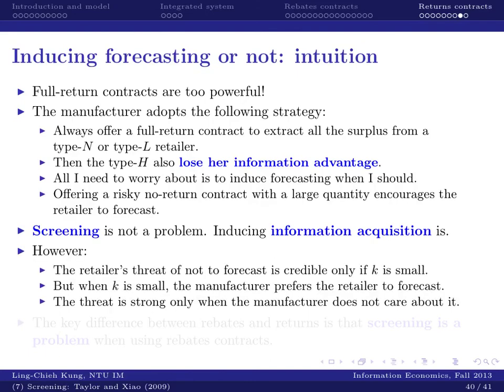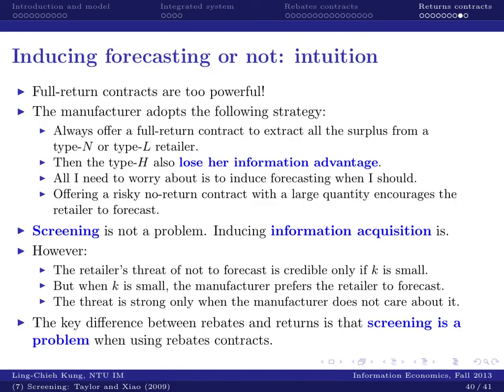However, this is not really a problem. The retailer's threat of not to do forecast is credible only if K is small. Because if K is very large, this threat is not credible, right? But when K is small, the manufacturer actually prefers the retailer to do forecasting, right? When K is small, the system prefers forecasting, and the manufacturer prefers forecasting. So the threat is there. The threat is strong only when the manufacturer does not care about it. Essentially, that means the threat is not strong at all, and inducing information acquisition is not really a problem.